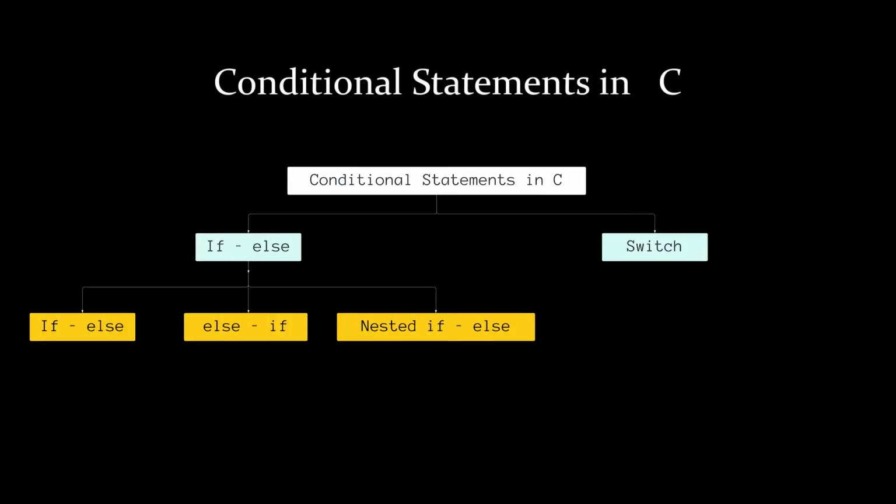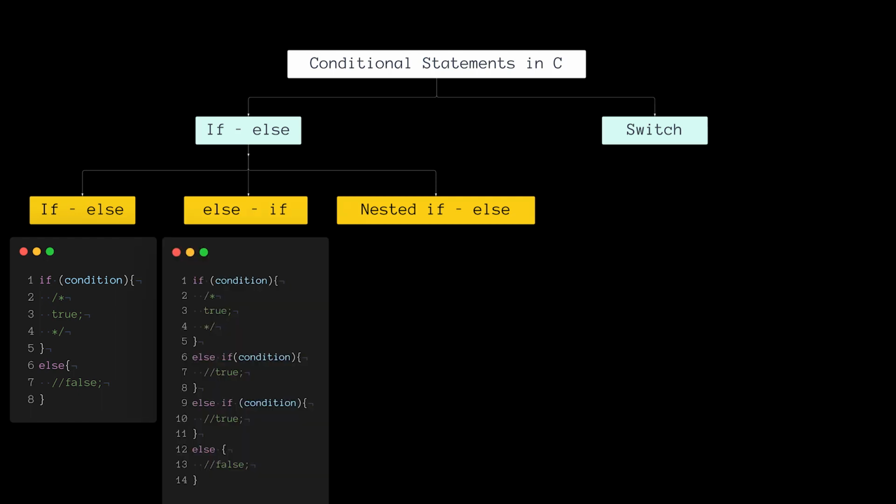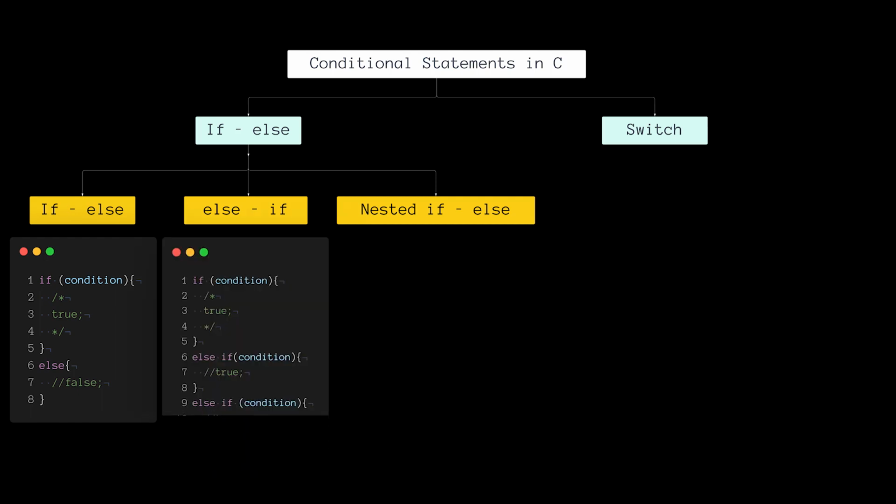C has the following conditional statements. If statement is used to specify a block of code to be executed in case the specified condition is true. The else statement is used to specify a block of code to be executed in case the if condition is false. The else if is used to test new conditions in case first if condition is false, we can test multiple conditions using else if statement.